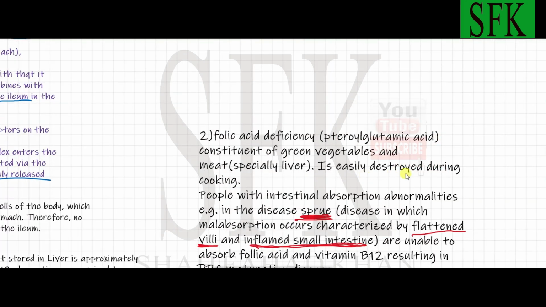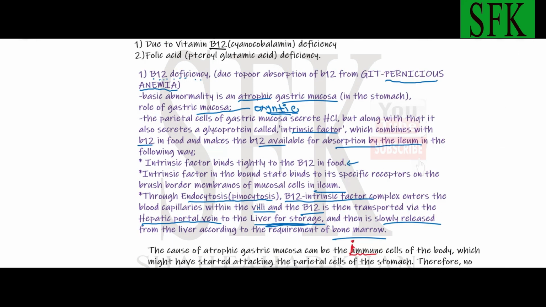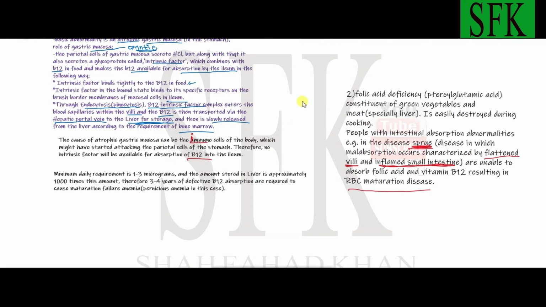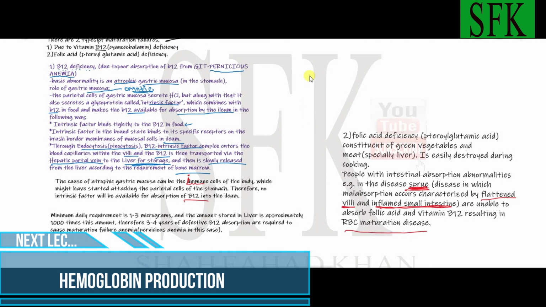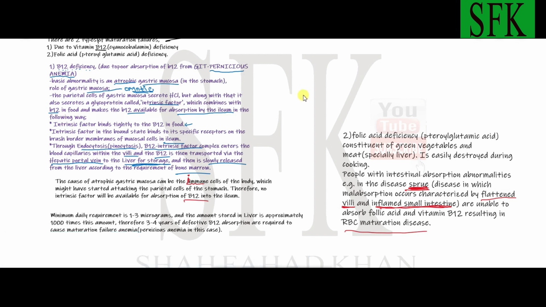So these were the two types of maturation failures that we needed to discuss. In the next lecture, we are going to talk about hemoglobin and iron metabolism. To be more specific, I'm going to make a detailed lecture on hemoglobin, the quaternary protein found inside the red blood cells, that is the main oxygen transporter, without which anemia can occur.